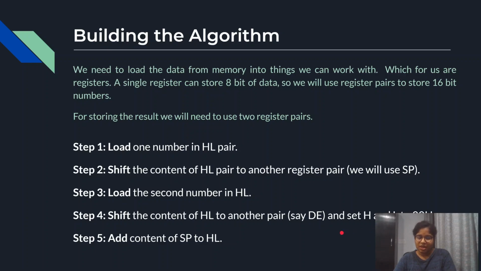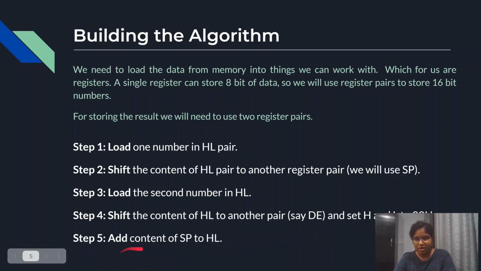It's necessary to set H and L to 0 because as DE and SP are now both occupied with our numbers that we'll be multiplying, we'll need to use HL and BC to store our result. As mentioned before, HL will be containing the lower bytes of the result and BC the higher bytes of the result.